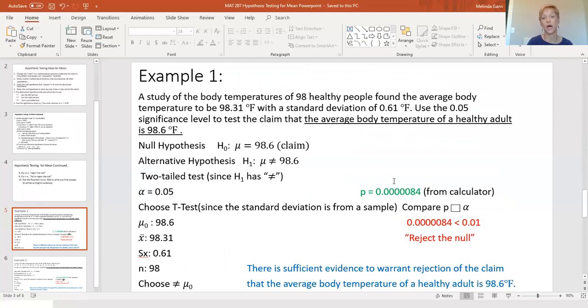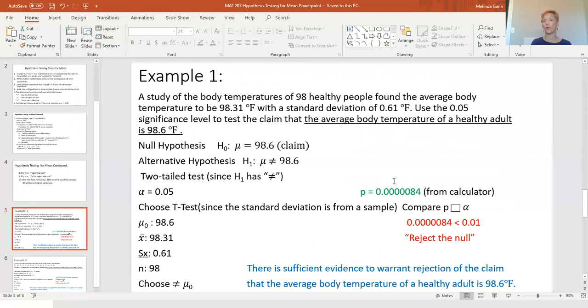So let's go do a couple real quick. Look at this first example. A study of body temperatures of healthy adults, 98 healthy adults, found the average body temperature to be 98 and 31/100 degrees Fahrenheit, with a standard deviation of 61/100 of a degree Fahrenheit. So use the 0.05 significance level to test the claim that the average body temperature of a healthy adult is 98 6/10 degrees Fahrenheit.